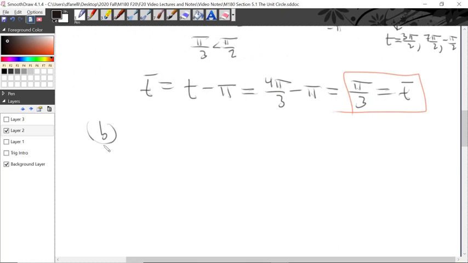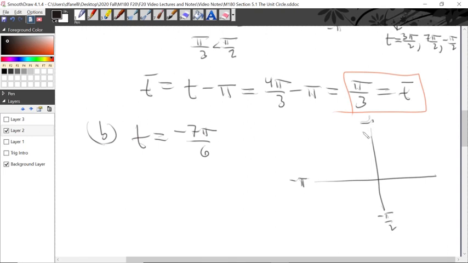Okay, so let's try another one. Find the reference number if, let's say, t is equal to negative 7 pi over 6. So let's visualize that. We have negative pi over 2, negative pi, negative 3 pi over 2, and this is starting at where t is equal to 0. So negative 7 pi over 6 is equal to negative pi minus pi over 6, right?